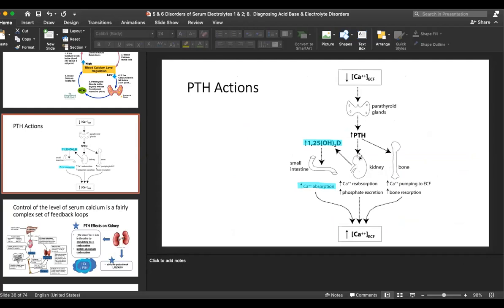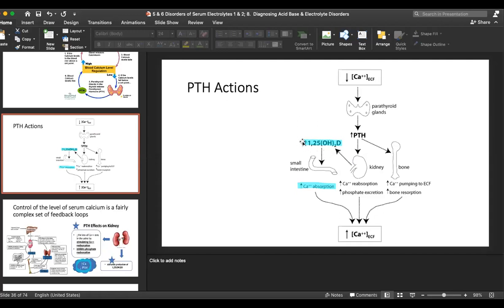So the kidney is going to reabsorb more. The intestine is going to absorb more. And then also the kidney is going to get rid of phosphate. So it takes in calcium, gets rid of phosphate. And then the calcium is going to go to the ECF from the bone, and we're going to reabsorb bone. The kidney is also going to activate vitamin D.